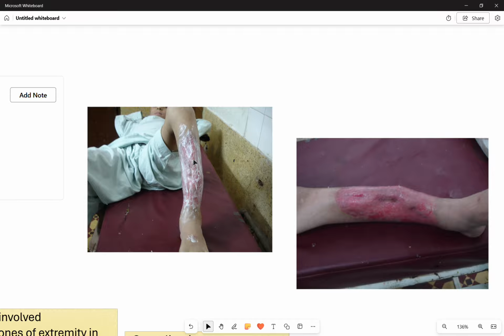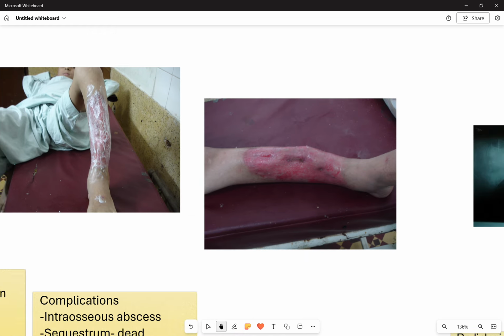but the patient is not in discomfort. He doesn't appear toxic. He is lying very comfortably, and there is no pain. Now I'll show you a closer look of the leg.